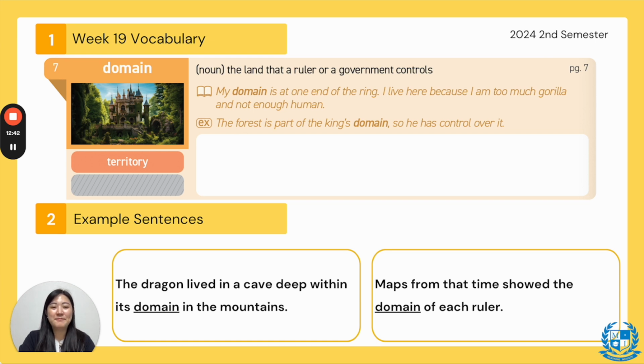Next one, it says, maps from that time showed the domain of each ruler. So right now, our maps are by country, right? It tells us South Korea is here, America's over here. But a long time ago, maps had domains. So this is where this king ruled, and this is where this king ruled. Very different.